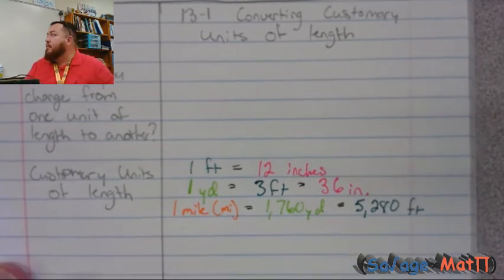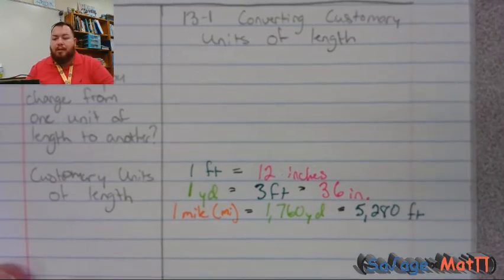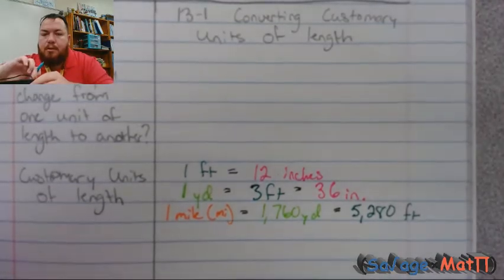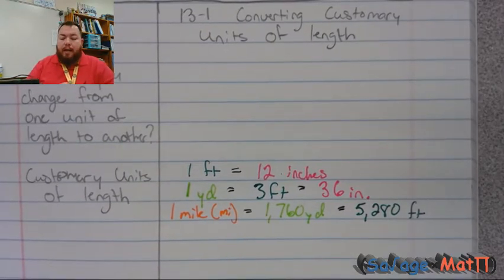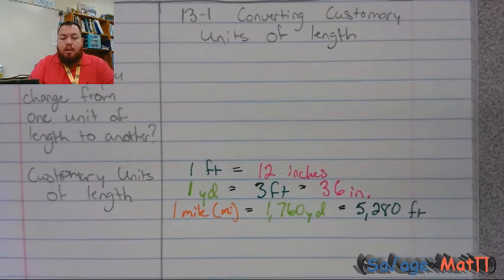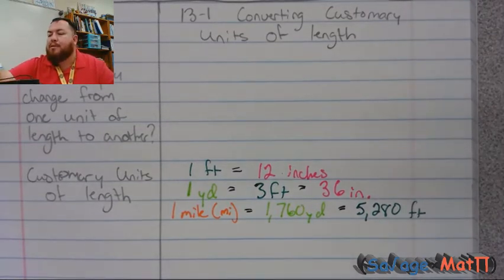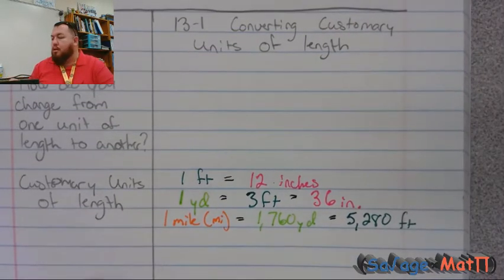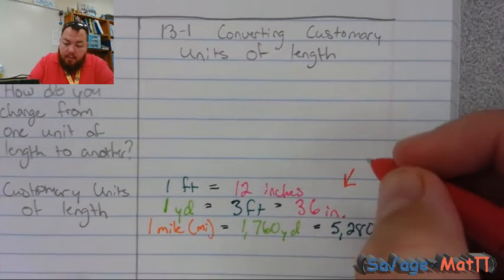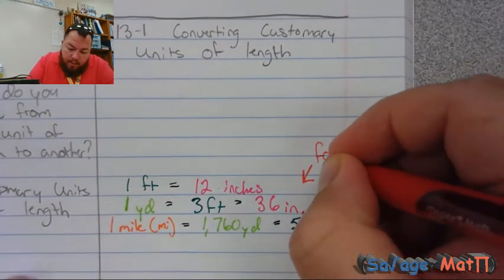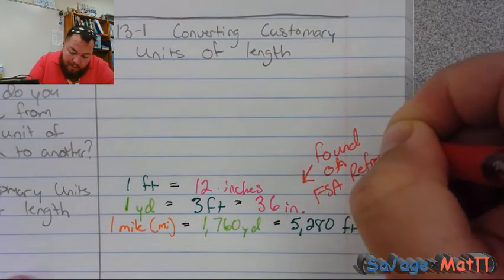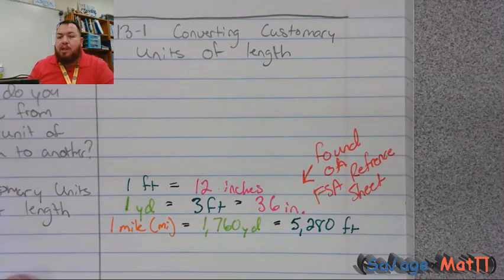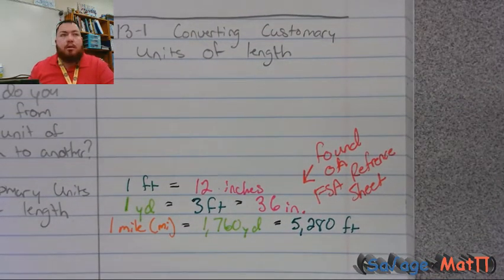Okay? Now let's think about this. I have this right here. Let me see something. There, that looks better. Okay. Now, do I need to remember all this stuff? All this can be found on the FSA reference sheet. Remember the sheet that we have stapled in the back of our book? How many of us have that in the back of our notebook? Does it have our units of measurements? Okay.